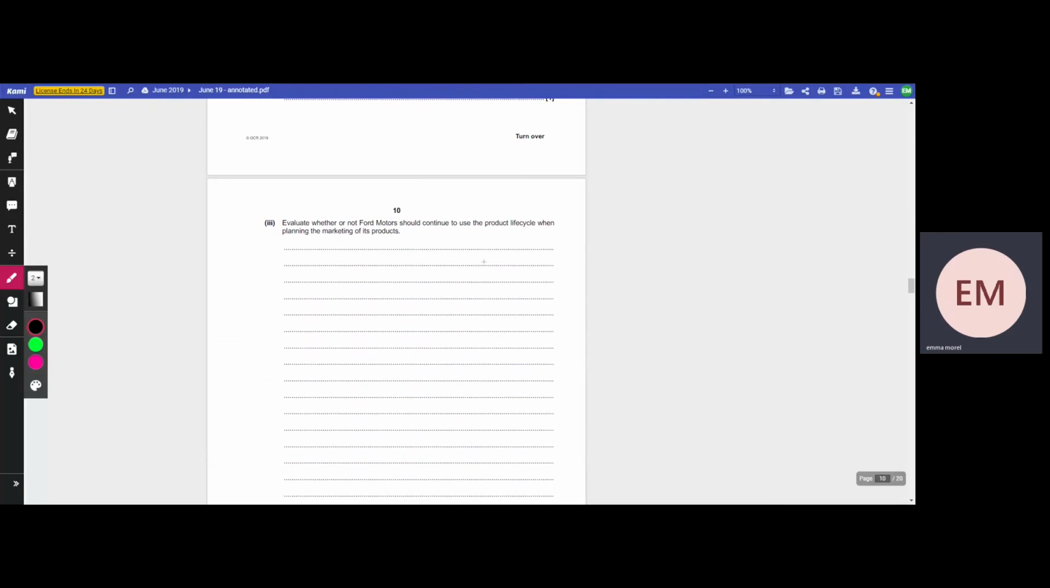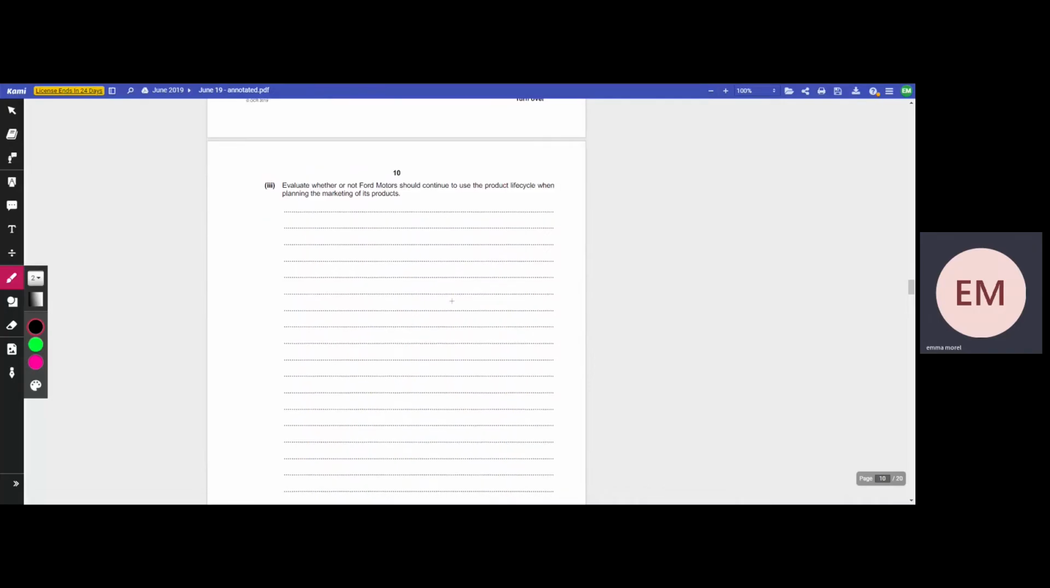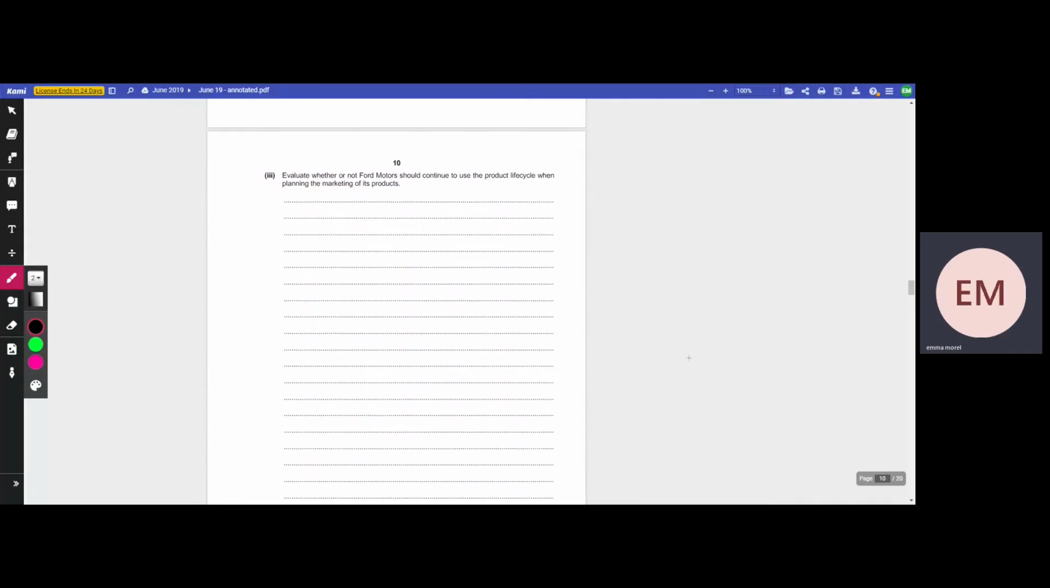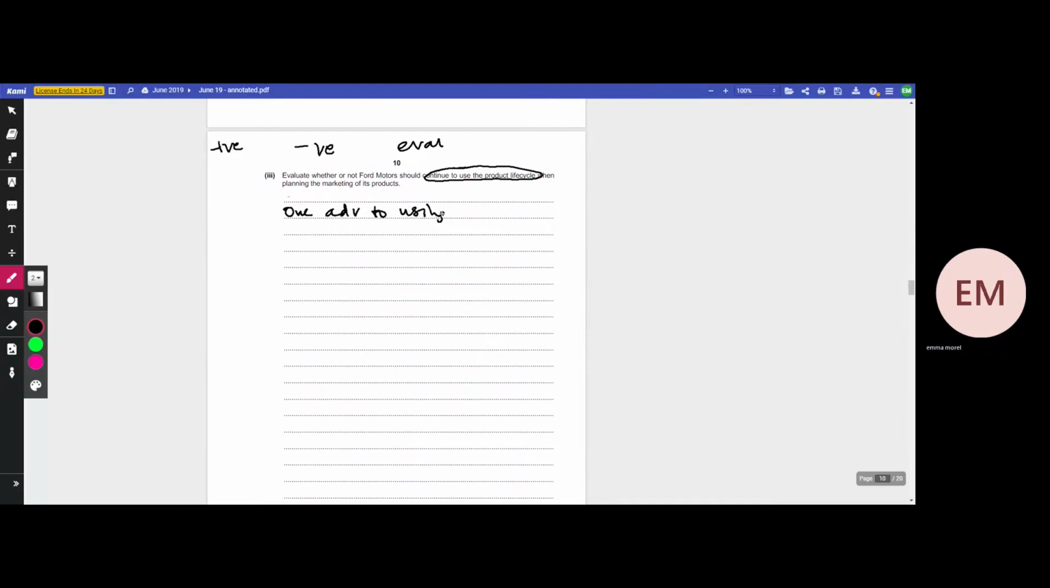So evaluate whether or not Ford Motors should continue to use the product life cycle when planning the marketing of its products. So any 7-mark question should always follow this structure. So we want to give 1 paragraph, which is a positive, about continued use, 1 paragraph that's negative, and then we really want to make sure that we focus on that evaluation. There needs to be a clear statement at the end. Okay, so don't worry about stating at the start. You just want to say 1 advantage to using product life cycle.